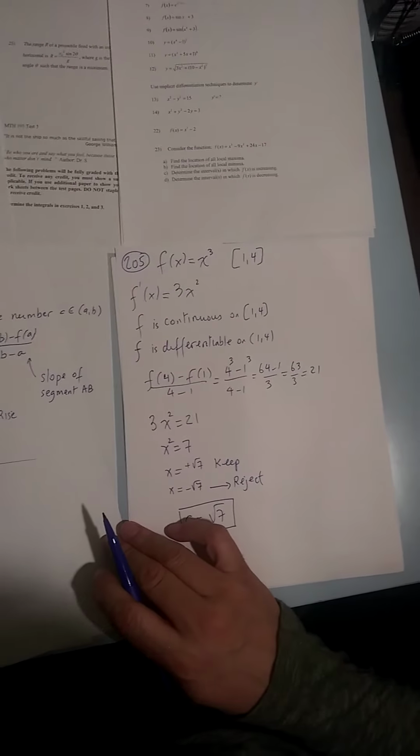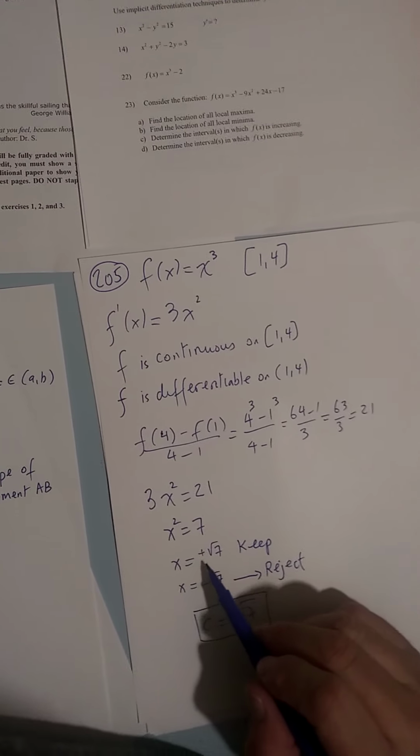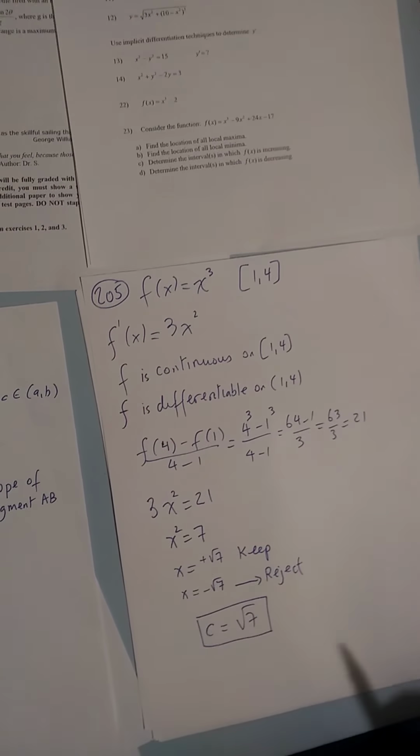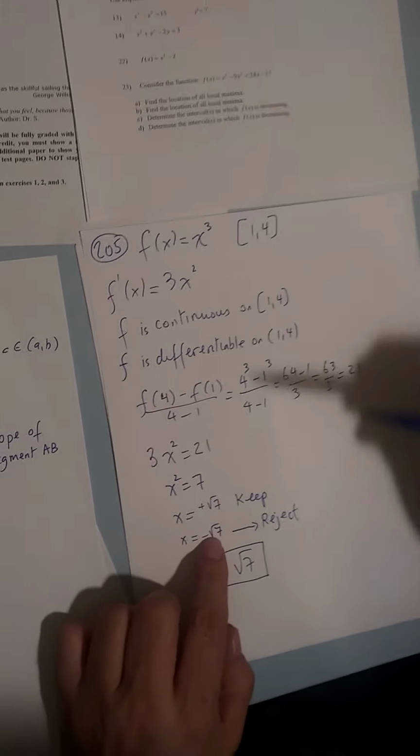f prime of c equal to the slope. Okay, the derivative of this is 3x squared. So 3x squared equals 21. x squared equals 7. So x equals plus root 7 or minus root 7. Minus root 7 is outside the interval 1 to 4. We don't want that. Plus root 7 is inside. So we reject the minus root and we keep the plus root. You only keep the root that's inside.